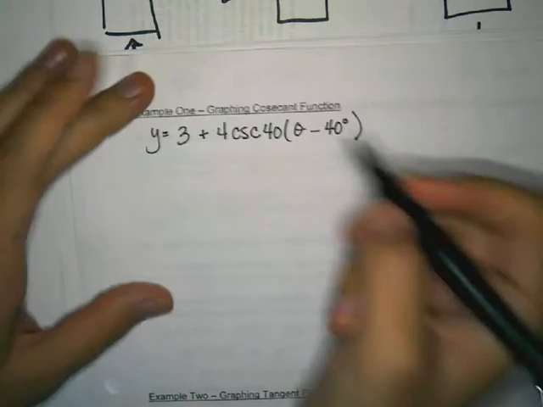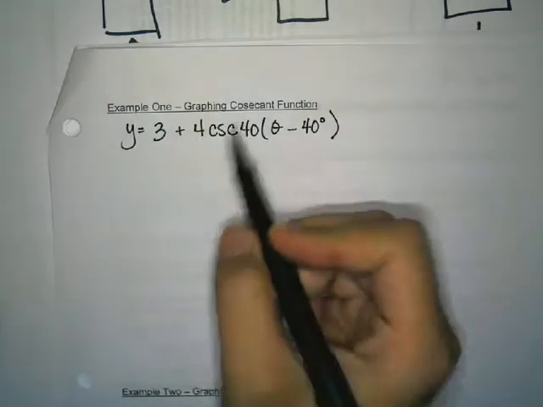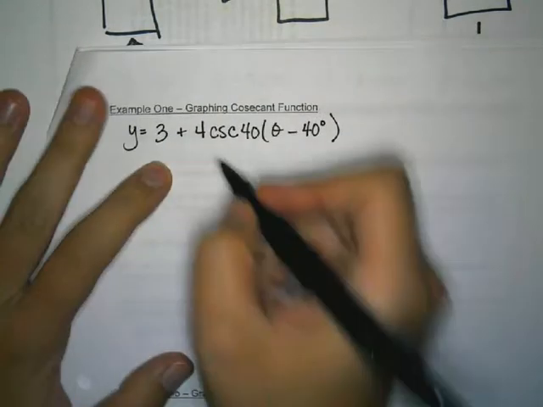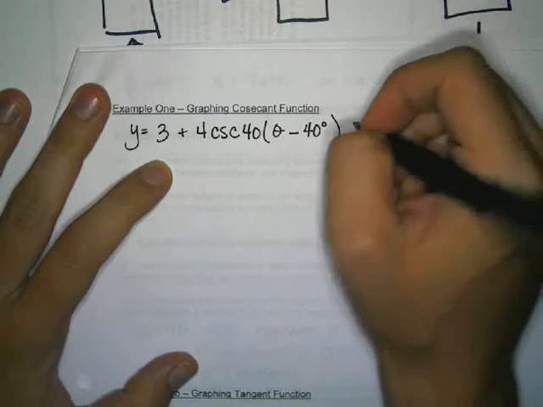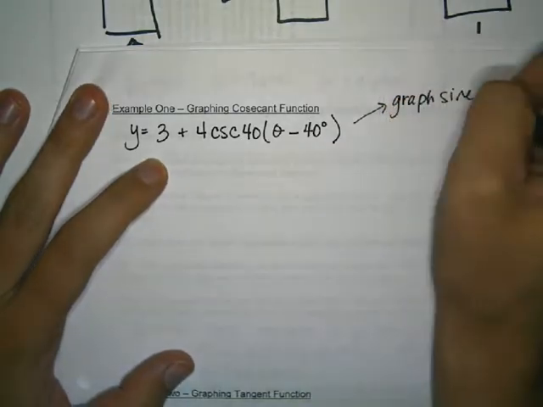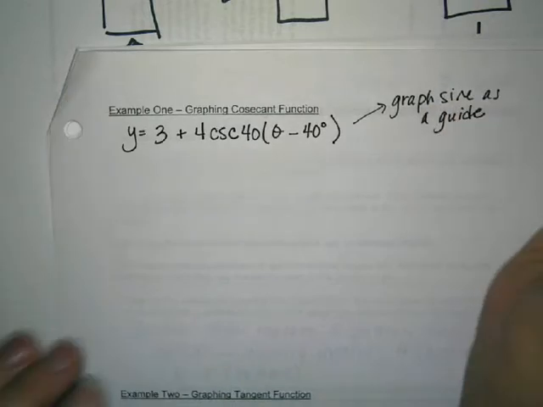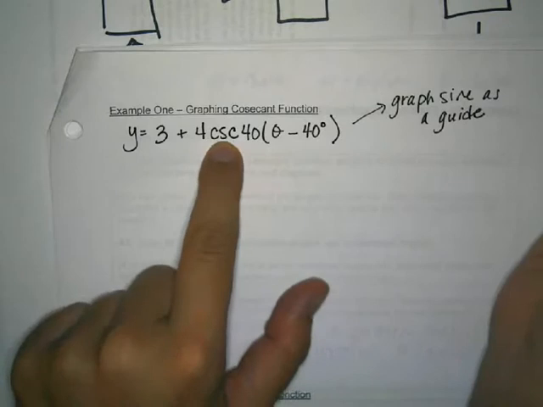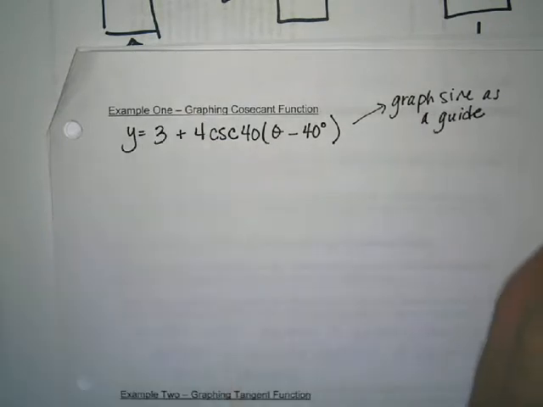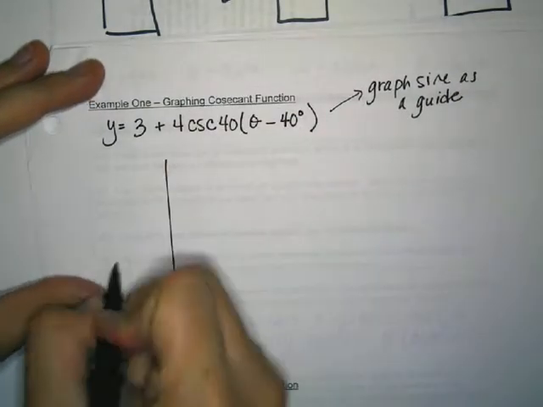Okay, so we're going to go ahead and graph this. Now, when you graph cosecant, when you graph some of these reciprocal functions, the key is to graph sine first. So we're going to graph sine as a guiding function because we know this is the reciprocal of it. So we're going to use sine to help graph cosecant. Alright, so let's go ahead and start this one.